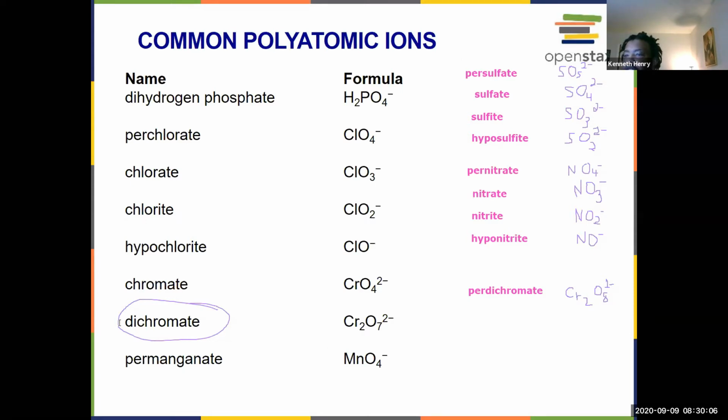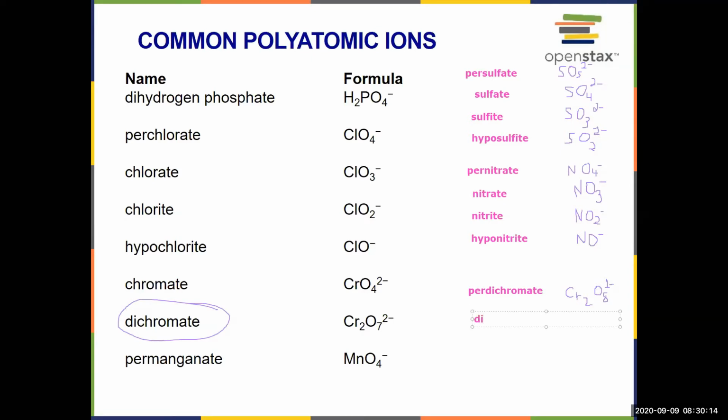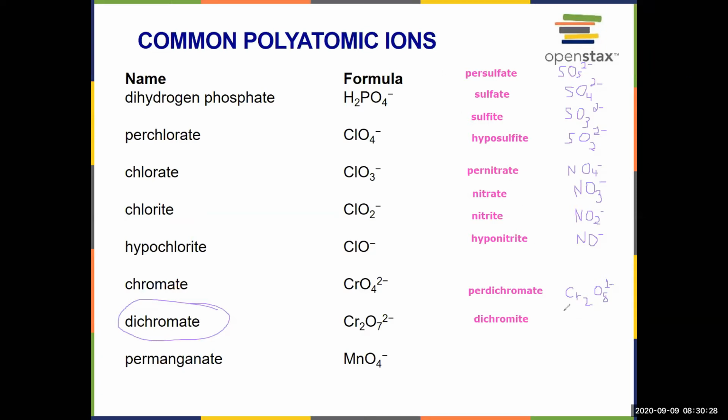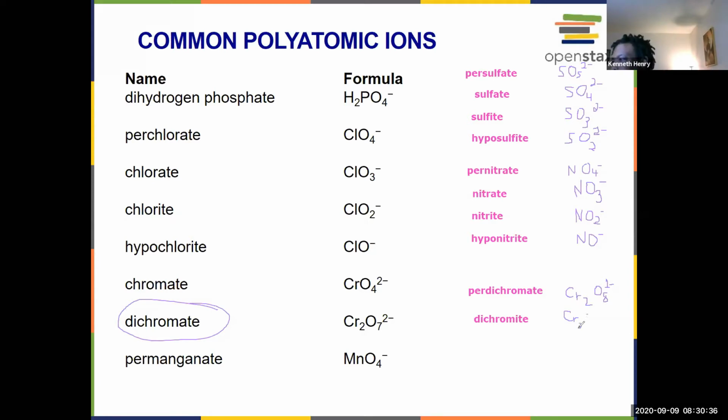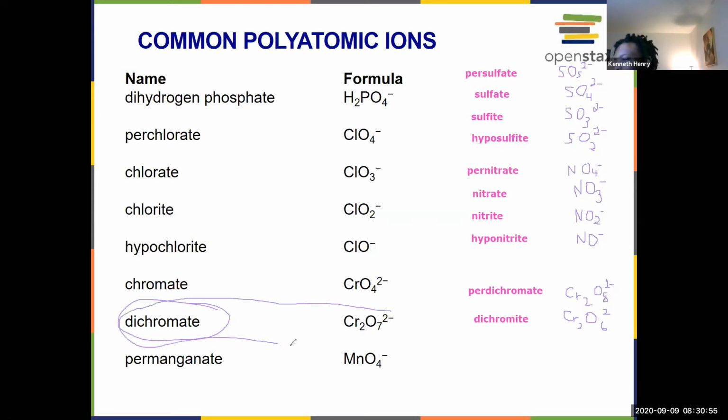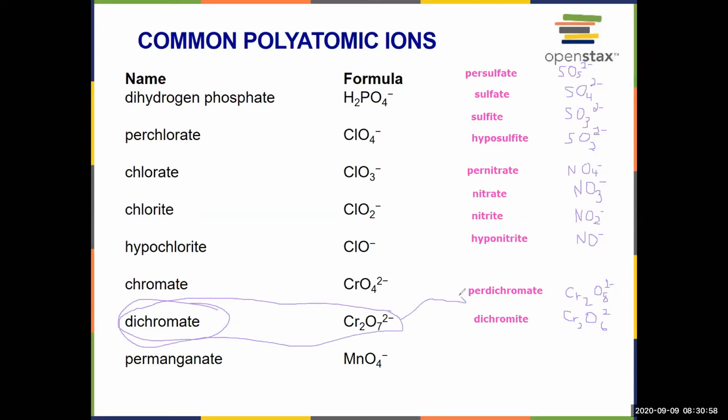Okay, so one less than per-dichromate would be called dichromate. And then what is that going to look like? Cr2O7 negative. Is it O7? Oh, O6? Yeah, I kind of threw you off because I didn't put that one in between the two. So we know that this guy falls in the middle. Got to keep you on your toes, right?